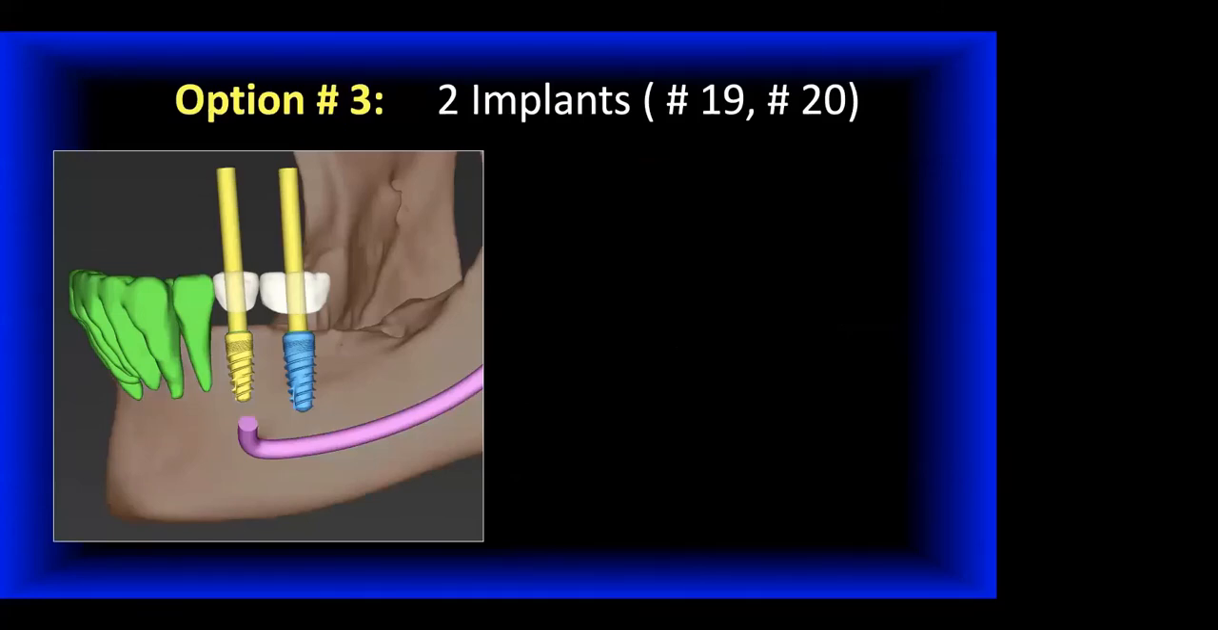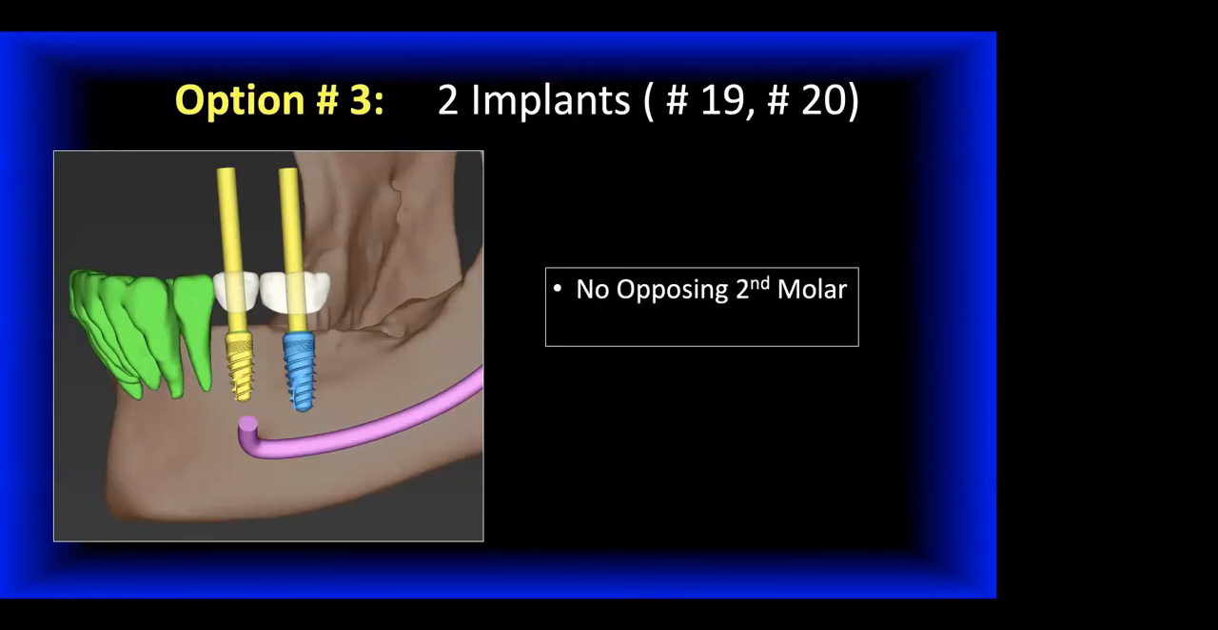When would we only do 2 implants, 1 in 19 and 1 in 20? Well, there's no opposing second molar. So if there's no opposing second molar or no plan to do an opposing second molar, there's no reason to put a second molar implant in, because the second molar implants are usually a lot more difficult and there's a lot more morbidity to that implant. So that's the third option.